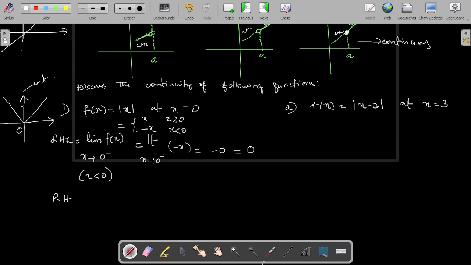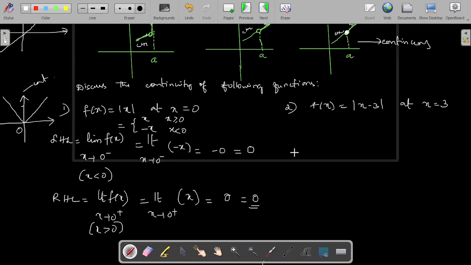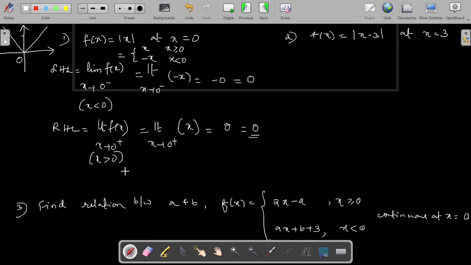Similarly, find out RHL, which is equal to limit of f of x as x tends to 0 from the right, means x is greater than 0. As there are two values for the function, we can't do the direct substitution method. That's why I am finding LHL and RHL separately. So function value x greater than 0 is x. Substitute x equal to 0, we will get 0. Minus 0 plus 0, whatever it is, value is 0. So LHL equal to RHL and the common value is limiting value of a function.